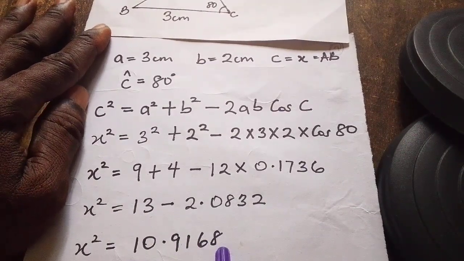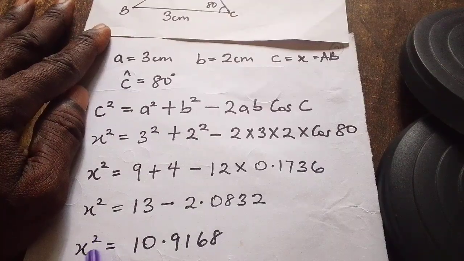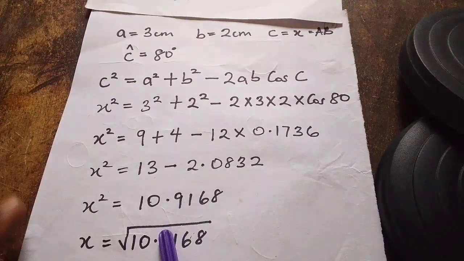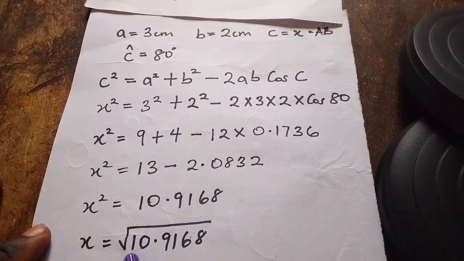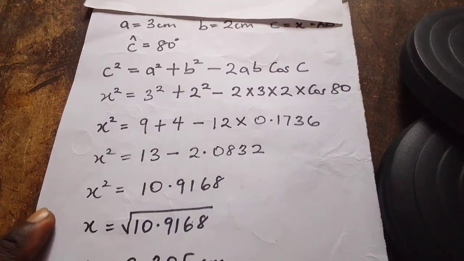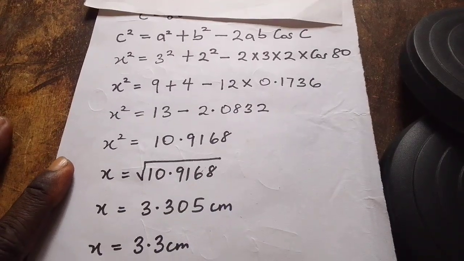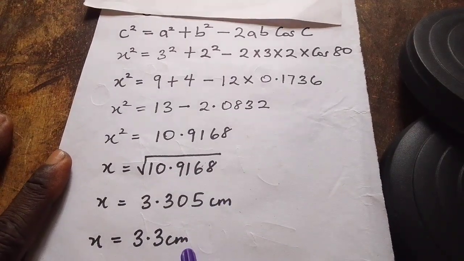10.9168. So now to get x, we use the square root of this. The square root of 10.9168 will give us 3.305 centimeters. So writing this to one decimal place, it gives us 3.3 centimeters.